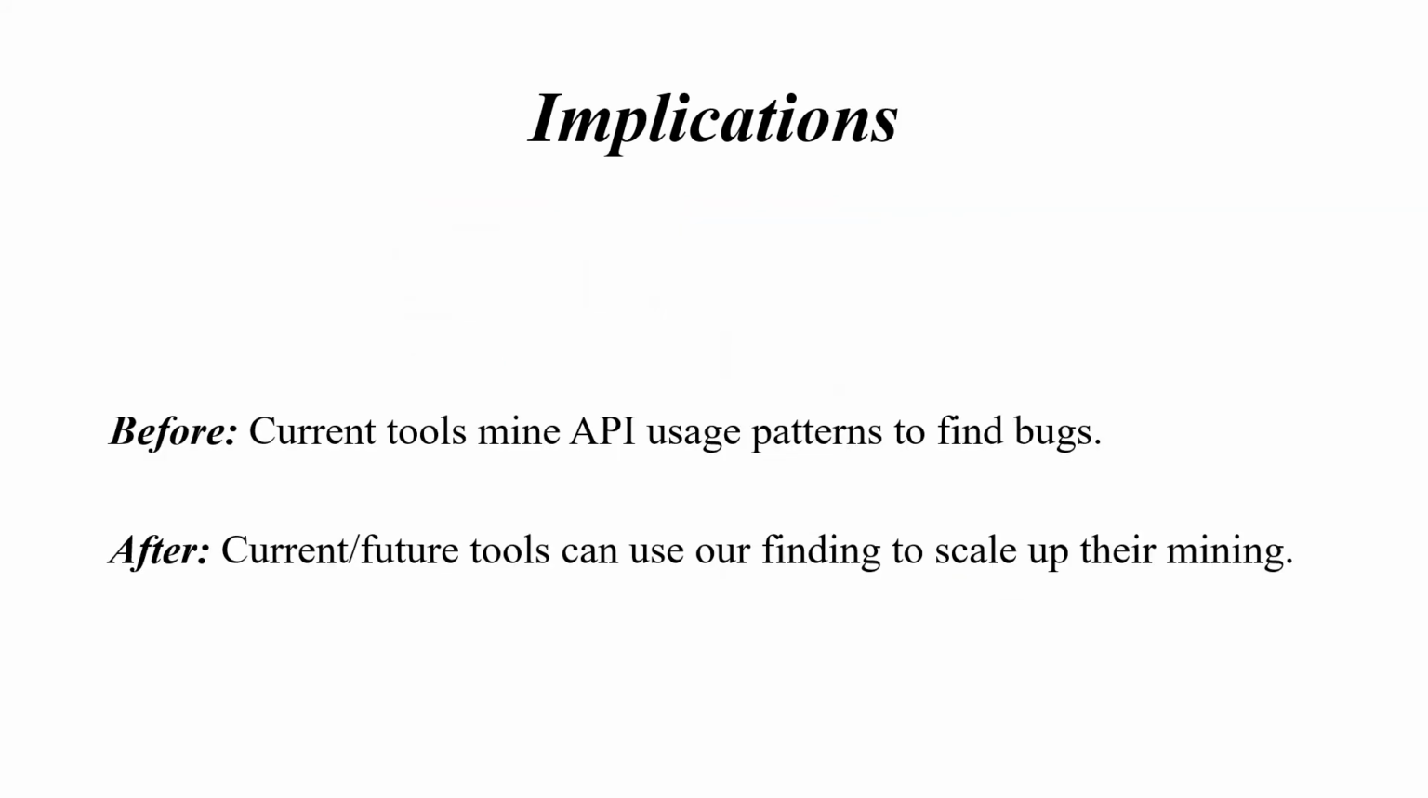An example implication for our API usages is that current bug-finding tools mine API usage patterns and find bugs that violate these patterns. One problem with these tools is that their mining processes do not scale to large code bases. However, we find that most API usages by actor bugs belong to a few packages for local and untyped actors. Current and future tools can use this to direct and therefore scale their mining processes to large code bases.